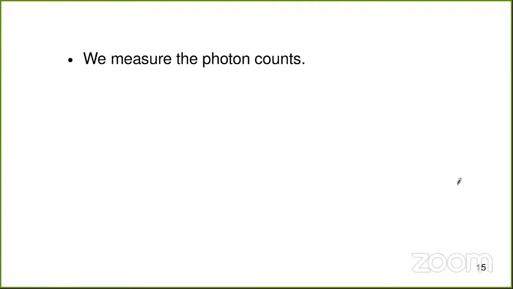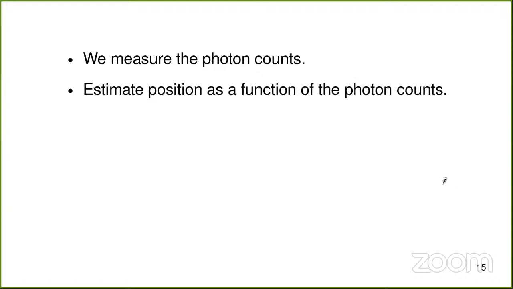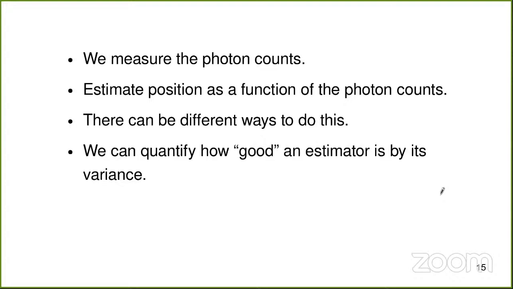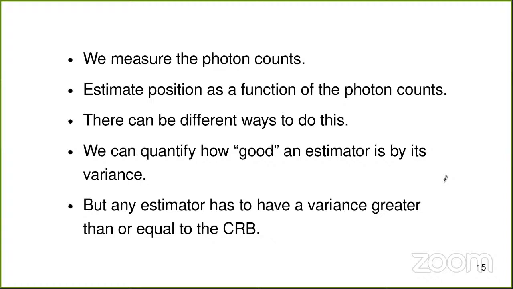To elaborate a bit on that, the idea is that we measure the photon counts, and from this, we estimate the position as a function of the photon count. There can be different ways to do this. This function is called an estimator, but there can be more than one way of doing it. And we can quantify how good a specific estimator is by its variance. But any estimator that we can find has to have a variance greater than or equal to the Cramér-Rao bound. So that is why this is such a powerful tool. It really tells us, no matter the estimator, what is the best possible performance.